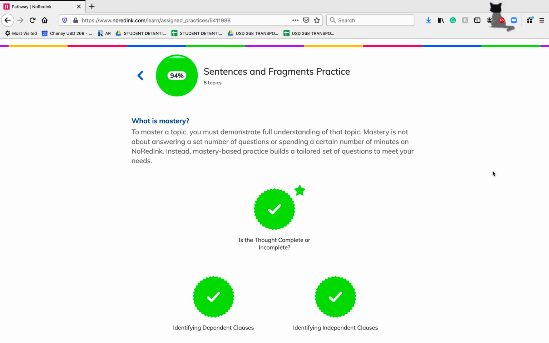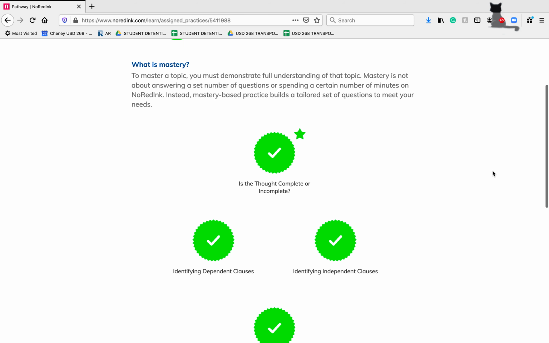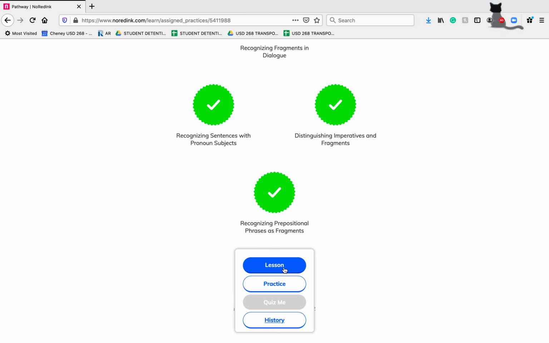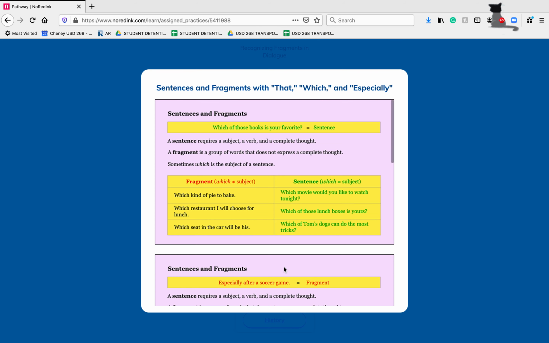We're going to conclude our sentences and fragments practice by working on this last bubble, which is dealing with sentences and fragments that have the words that, which, and especially. Now, these are going to be some of the trickier ones that we do throughout this.